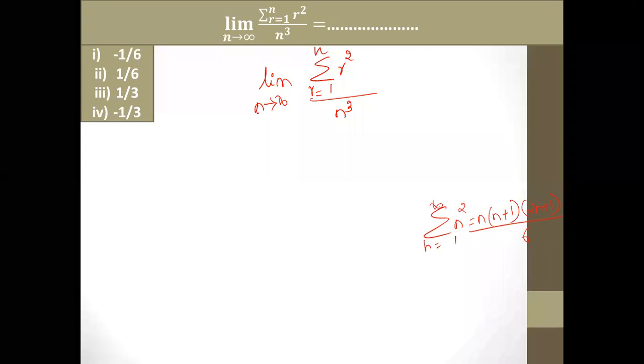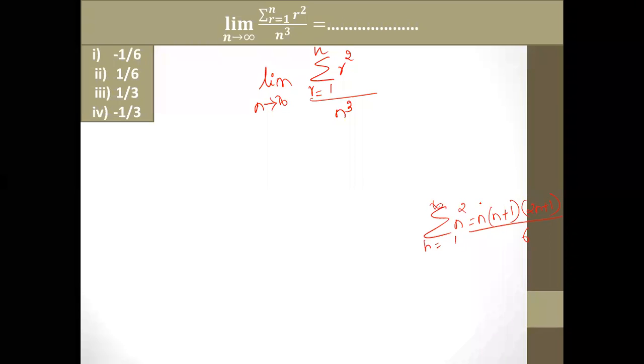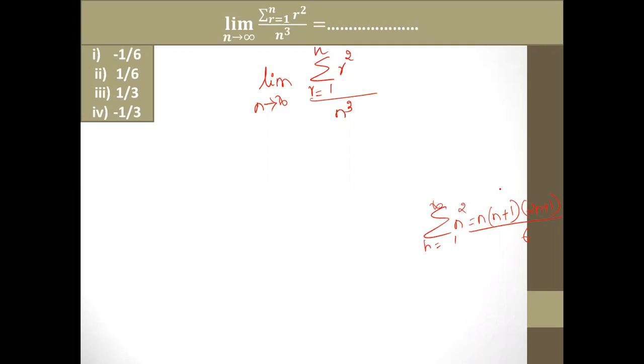Okay, and here your n reaches infinity, which means it is in this form itself. So now you have to apply this formula in order to get the answer. So what happens to my question?